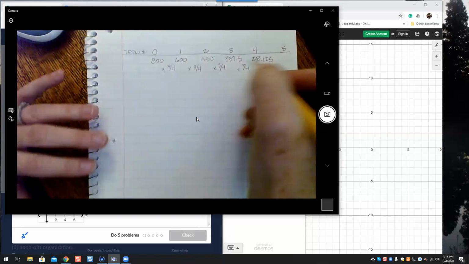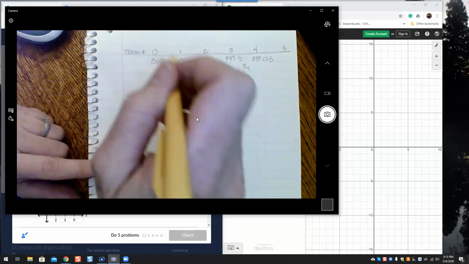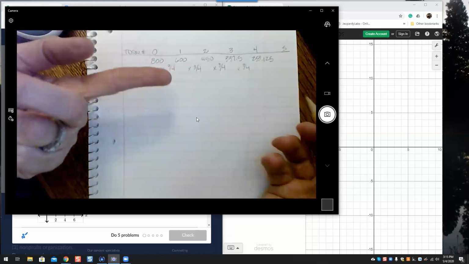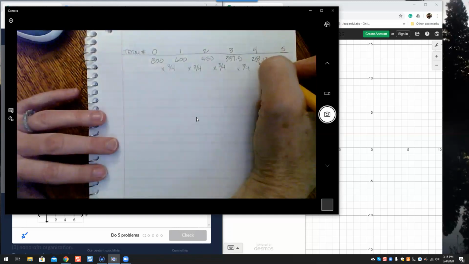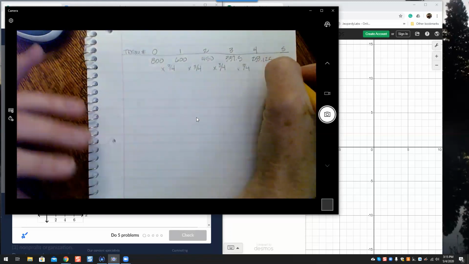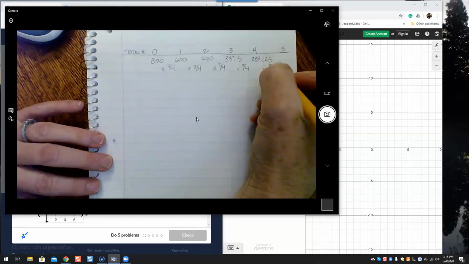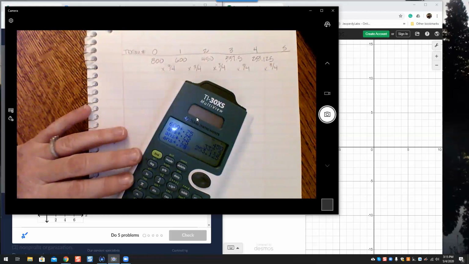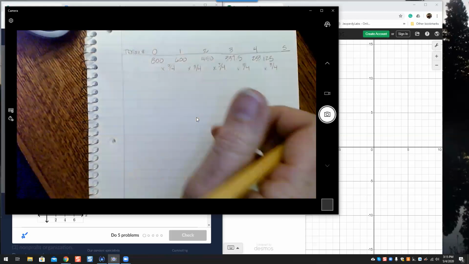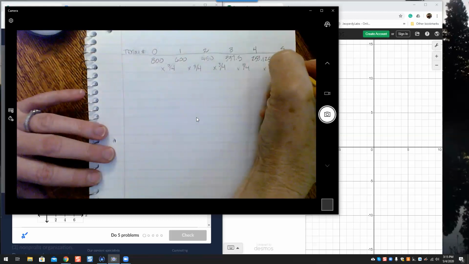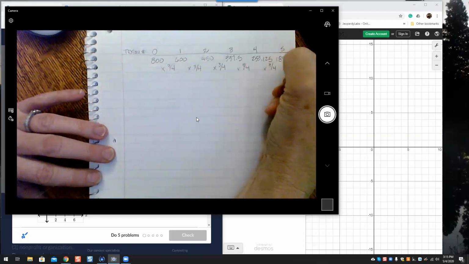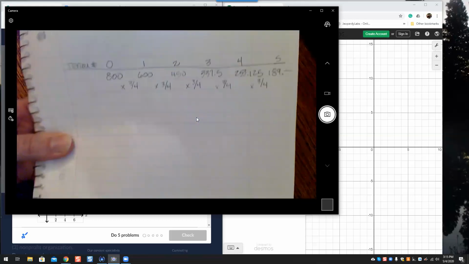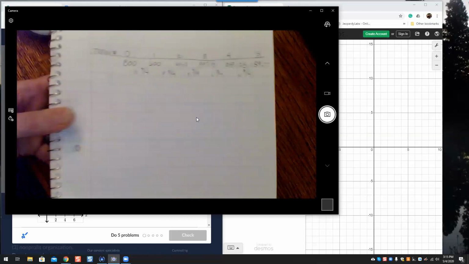This is just helping me look at my coordinates, because this is a coordinate 0, 800. Here's another coordinate 1, 600. So I'm going to take a look at these coordinates I'm coming up with and see if they match the graph. So year 5, I've got 253.125 times 0.75. I've got 189.84, 189 point something. Hopefully you can see that. That's what I've got for coordinates.